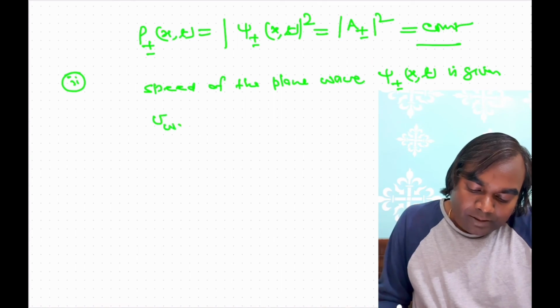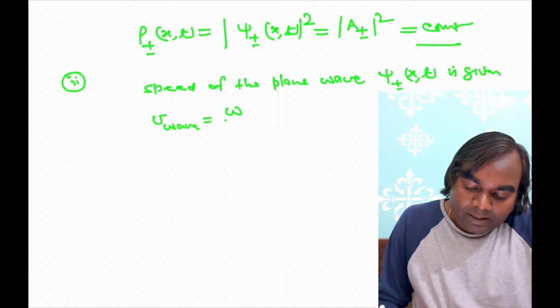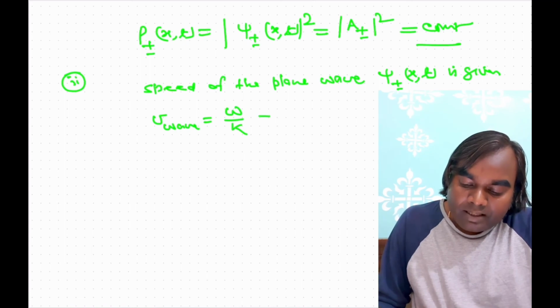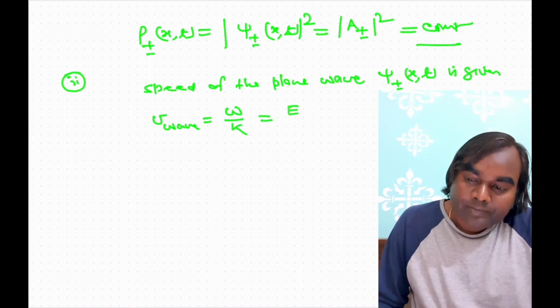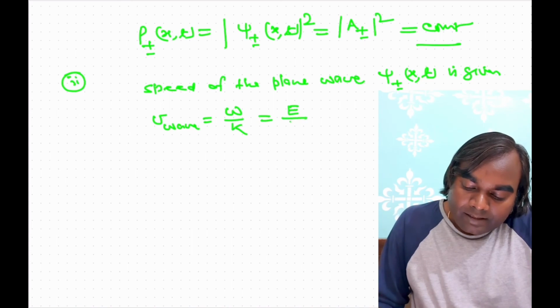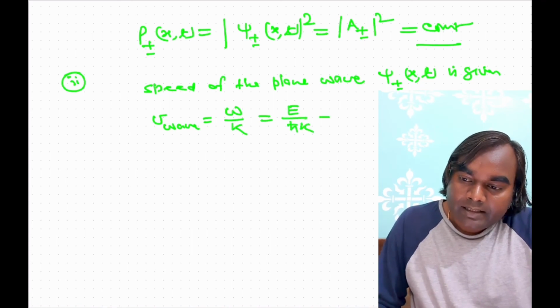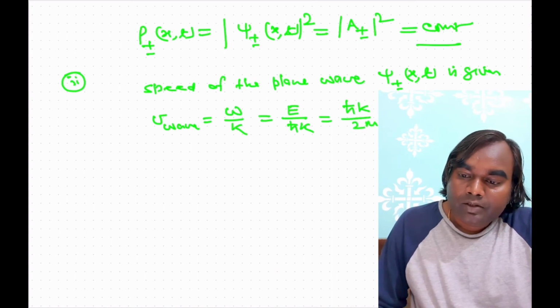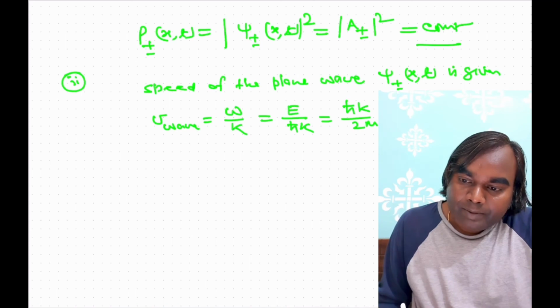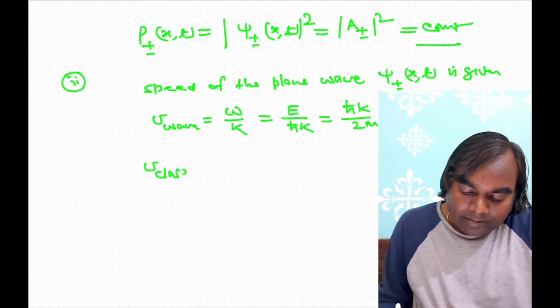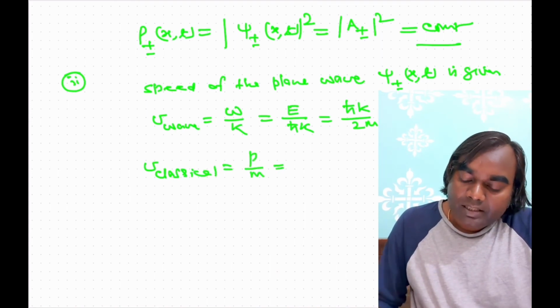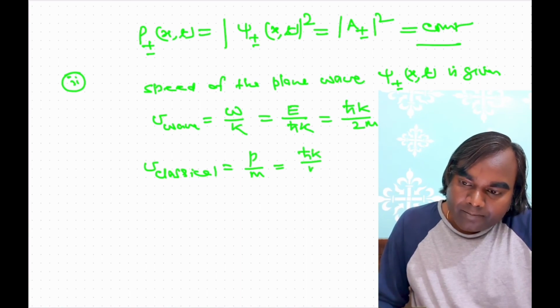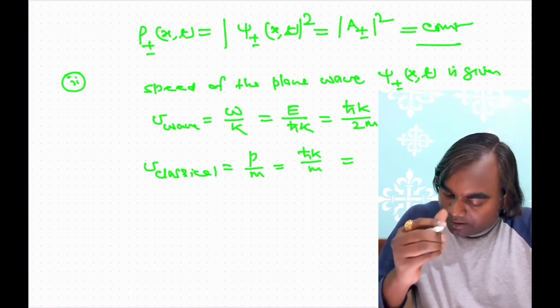v wave is equal to omega by k, where omega is the angular frequency and k is the wave number, that is E by h cross k, and that is equal to h cross k by 2m. On the other hand, the classical speed of the particle is given by v classical is equal to p by m, momentum by mass, that is equal to h cross k by m. So we see that both are not equal.